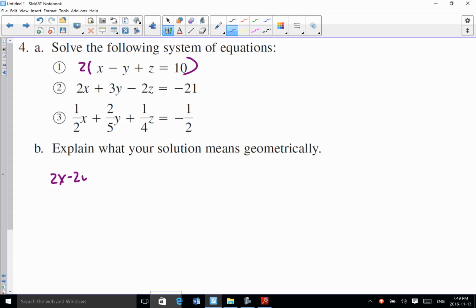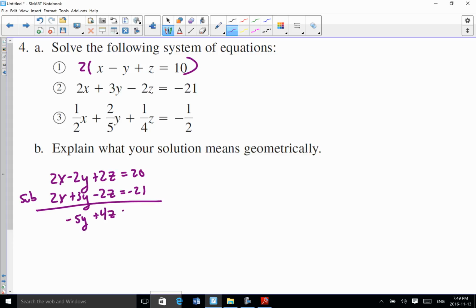So 2x minus 2y plus 2z is 20, and 2x plus 3y, just writing out the whole second equation here. And our x's are the same, so we can subtract. So we'll end up with negative 5y, positive 4z, and 41. Okay. Because we're assuming the point idea, we need to take 2 other equations and do double elimination.